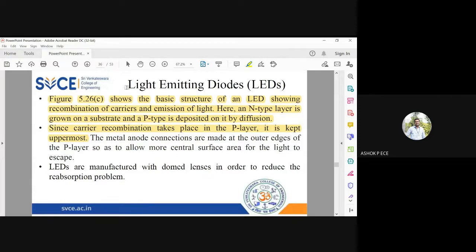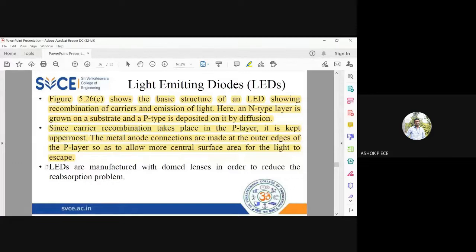right? So you have to have the P-type layer as the uppermost layer so that the photons will come out of the device immediately once the recombination takes place. The metal anode connections are made at the outer edges of the P layer so that it allows more surface area for the light to escape. That's why you ensure that in the P region there is a proper way for the light to come out, so that the photons, once they are emitted because of recombination, have a path to come out from the device.